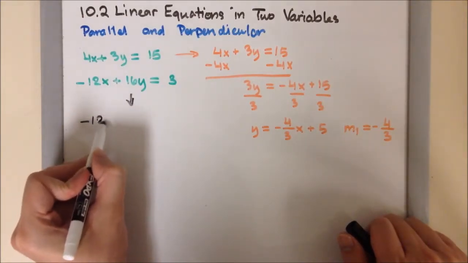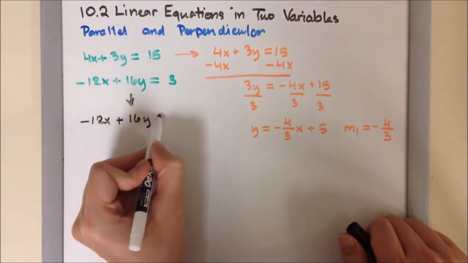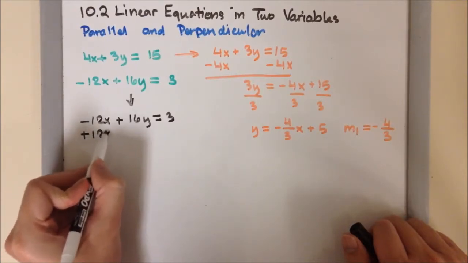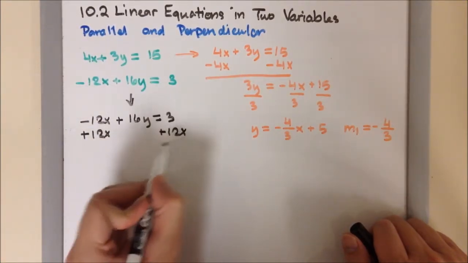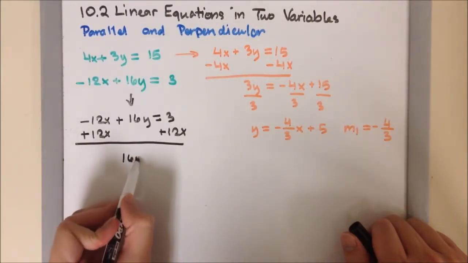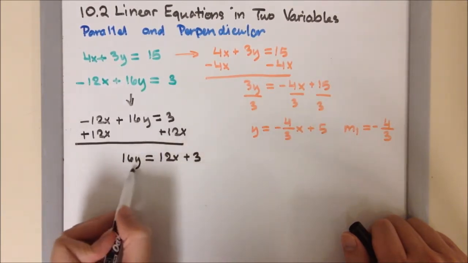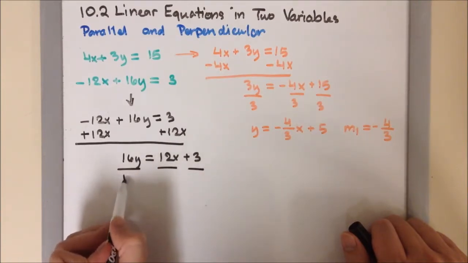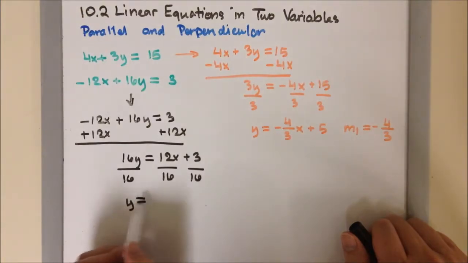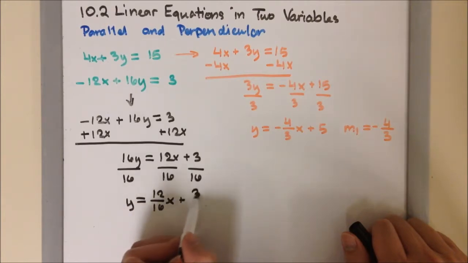So -12x plus 16y equals 3. So I'm going to cancel out the x. So I'm going to add 12x to both sides. So I'm going to get 16y equal to 12x plus 3. Then I'm going to divide both sides by 16. So I'm going to get y equal 12 over 16 x plus 3 over 16.